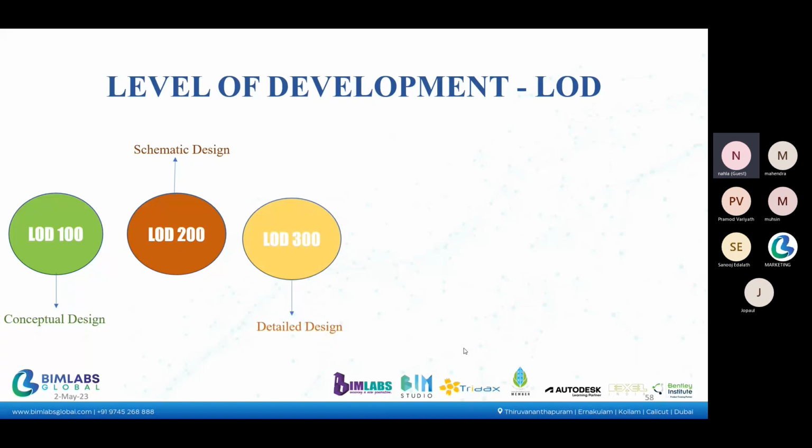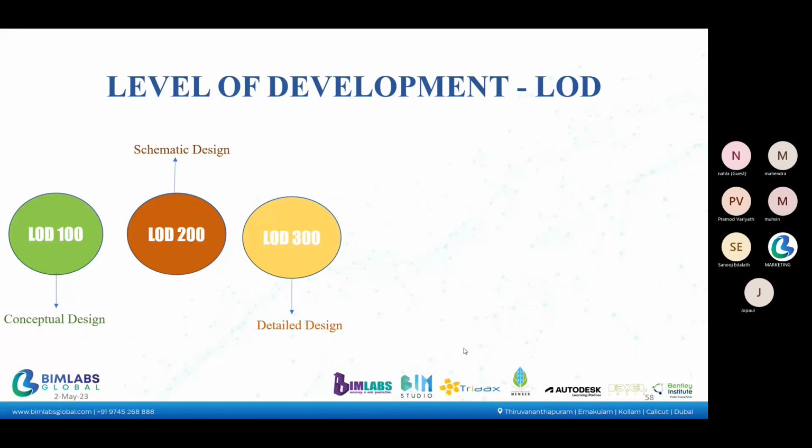Then comes LOD 300. LOD 300 is a detailed design. So it's actually accurate modeling with all the details and information. The shop drawings and all come under LOD 300, where elements are defined with specific assemblies, precise quantity, size, shape, location, and orientation. LOD 300 is a detailed design.